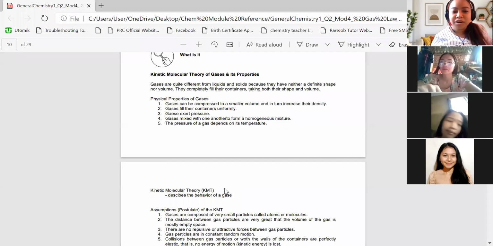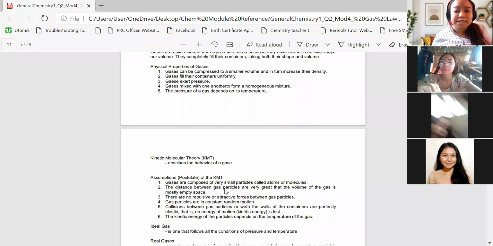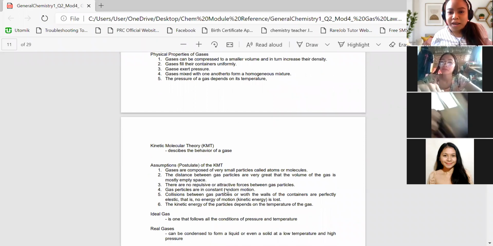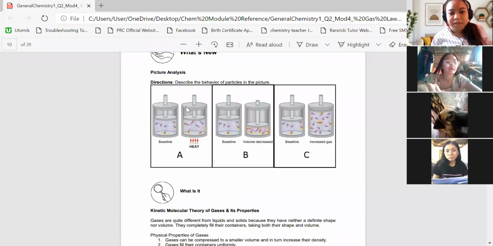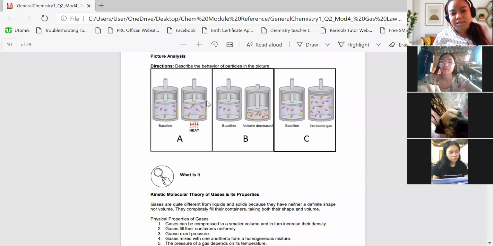Next, the pressure of a gas depends on its temperature. We go back to this example. If you heat the container, what do you think will happen to the molecules?